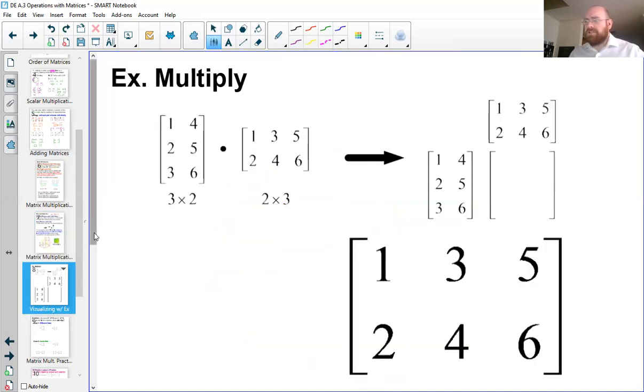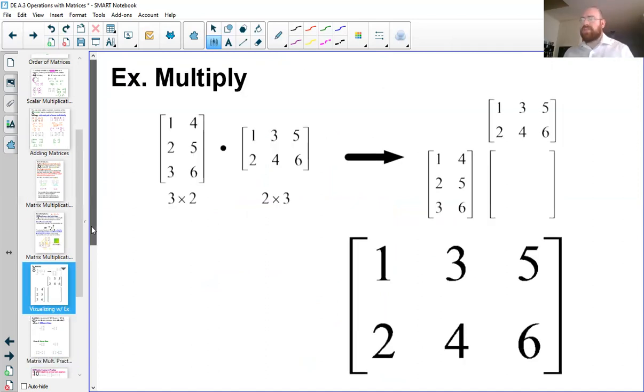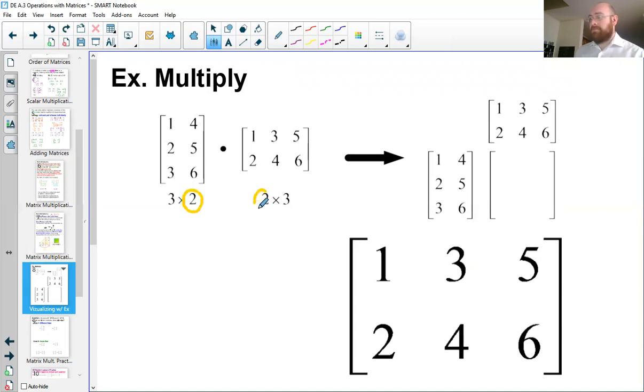So I want to do one more example, and then probably I'll break it into another video after that. So we want to multiply some matrices. We have the matrix 1, 4, 2, 5, 3, 6. This is a 3 by 2 matrix. And the matrix 1, 3, 5, 2, 4, 6. This is a 2 by 3 matrix. Since our middle numbers are the same, it is defined, and our product is going to be a 3 by 3 matrix.